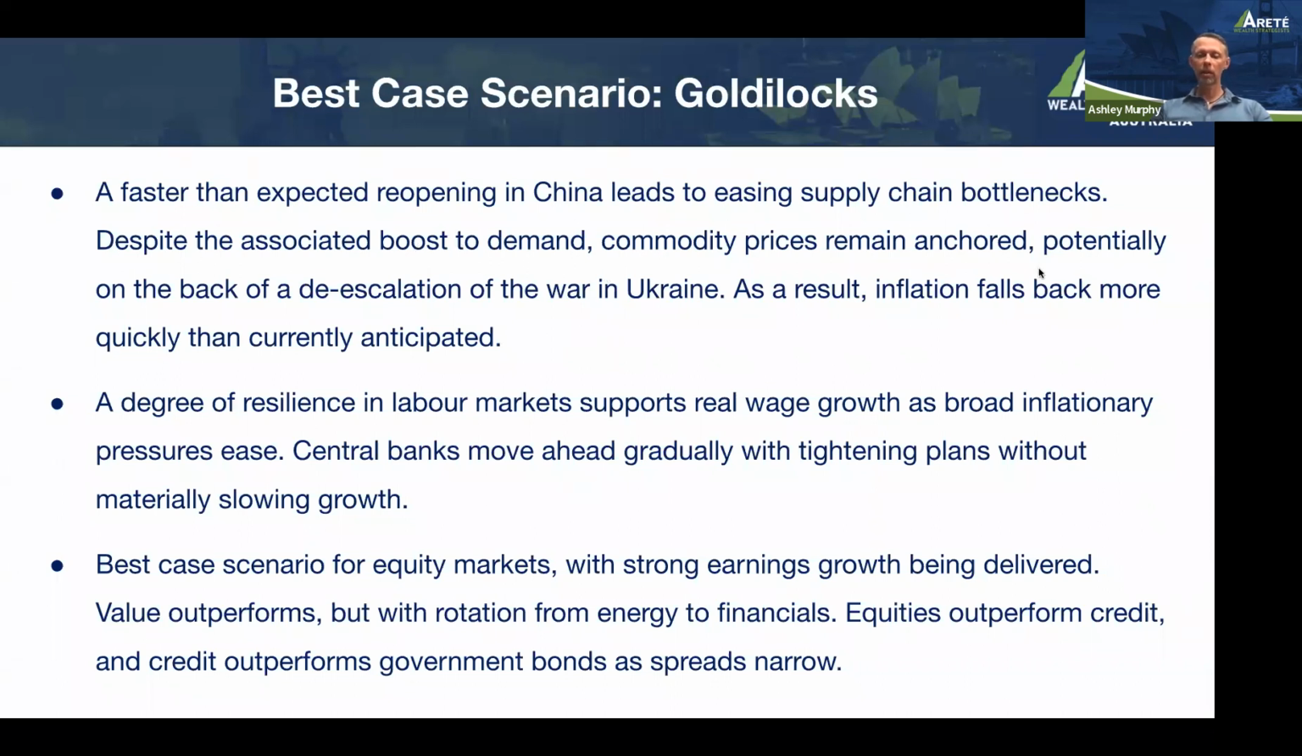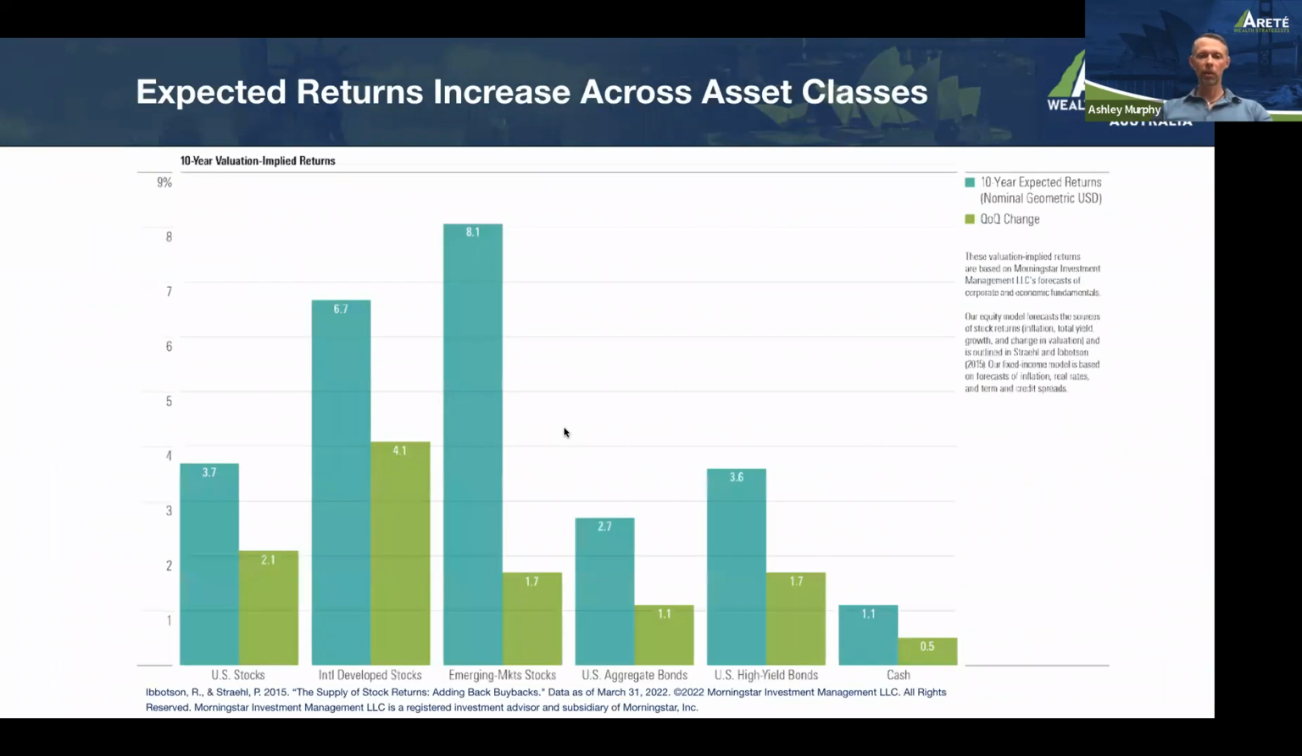Commodity prices remain anchored. Not so sure about that. Potentially on the back of a de-escalation of the war in Ukraine. I just read an article this morning in the Financial Times saying the Russians are getting ready for a winter resurgence, but winter's a long way off in the Northern Hemisphere, so maybe we don't have to worry about that just yet. As a result, inflation falls back more quickly. The Goldilocks scenario is if everything goes well, then this is what we see happening. We don't think that this is going to eventuate, but it is the Goldilocks scenario.